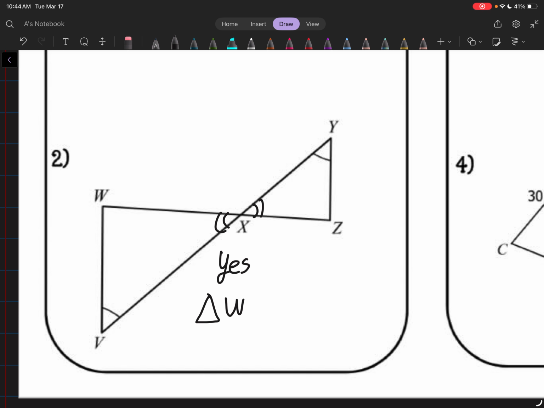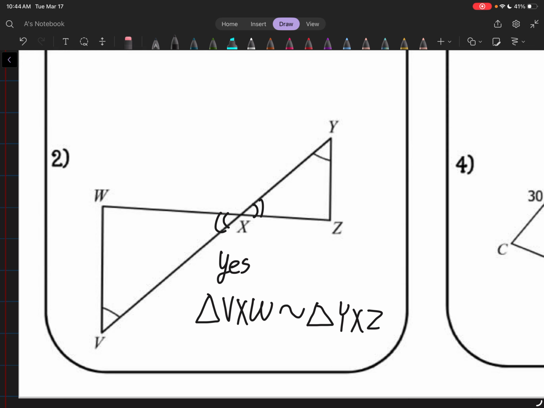Actually, let me rewrite this. I'm going to go from 1 tick mark to 2 tick marks to no tick mark. So triangle VXW. The reason why I did that, I need to follow the exact same order for the triangle on the right. Is similar to, so instead of congruent, which is the tilde with an equal, it's just the tilde. Similar to triangle, start at 1 tick mark, Y, 2 tick marks, X, no tick mark, Z.